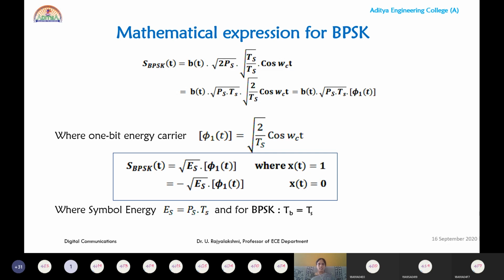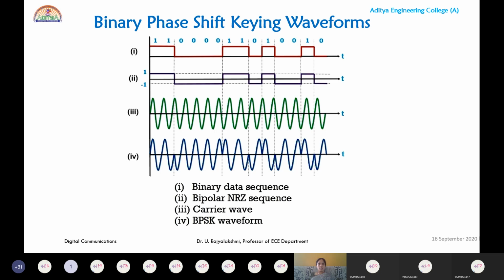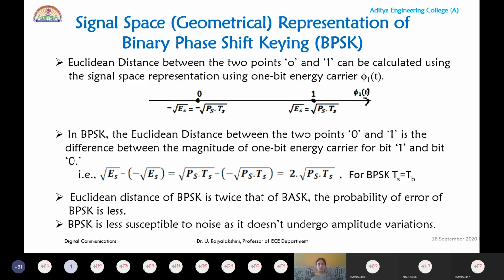Now how can you get the Euclidean distance? You can evaluate it by taking the difference between the magnitudes of energies for the one-bit energy carrier at the locations 1 and 0. At 1 we have the magnitude root Es, and at 0 we have the magnitude minus root Es. Taking the difference between those two, we get the Euclidean distance as twice that of the ASK signal, or amplitude shift keying signal.